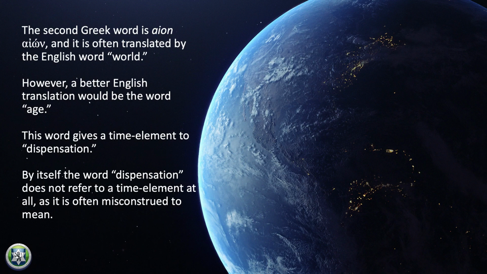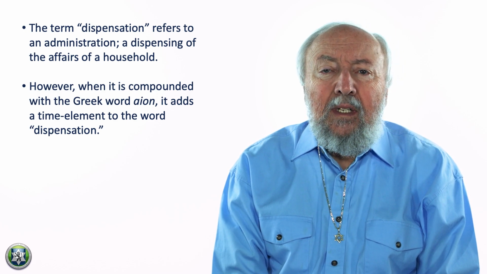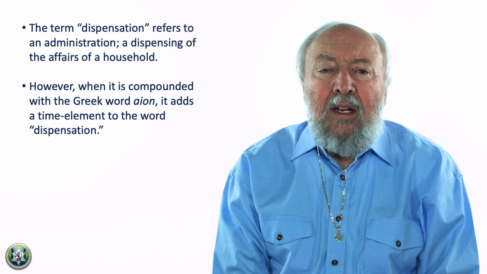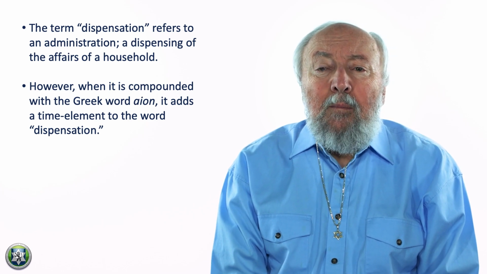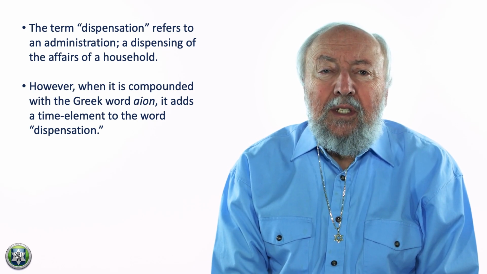The second Greek word is aion, often translated by the English word world. However, a better English rendering or translation would be the word age. This word gives a time element to the term dispensation. Mind you, by itself, the word dispensation does not refer to a time element at all, as it is often misconstrued to mean. The term dispensation refers to an administration, a dispensing of the affairs of a household. However, when it is compounded with the Greek word aion, it adds a time element to the word dispensation.